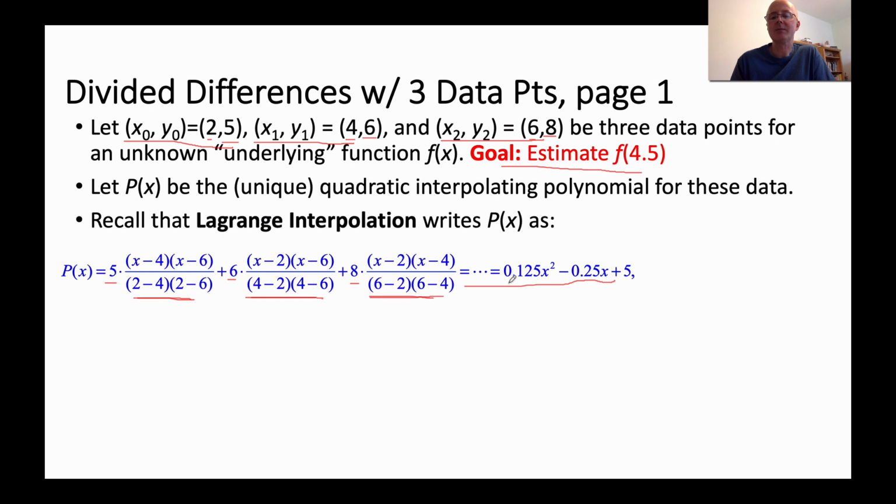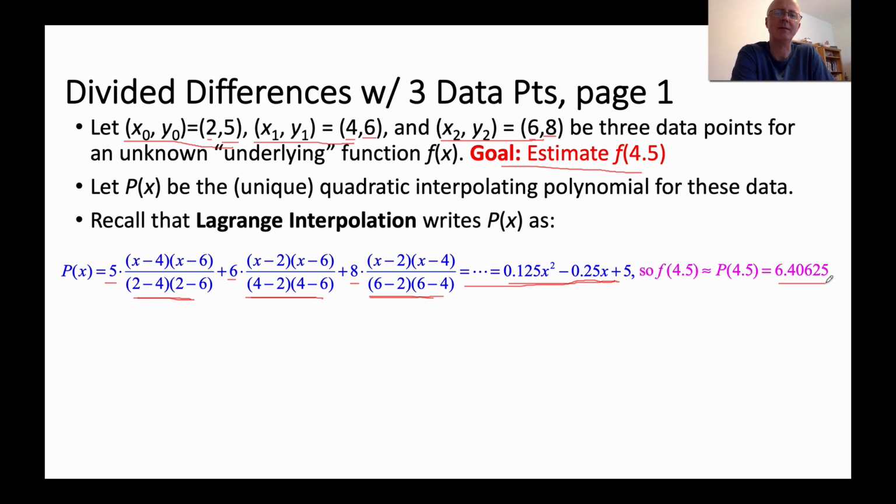In this case, it simplifies to 0.125x squared minus 0.25x plus 5. It's worth taking the time to write that down now, because I'm going to refer to it later. The coefficients are 1/8, -1/4, and +5. That'll be worth remembering. Then we plug in x equals 4.5. We interpolate and get an approximation for f of 4.5. In exact form, it's 6.40625.